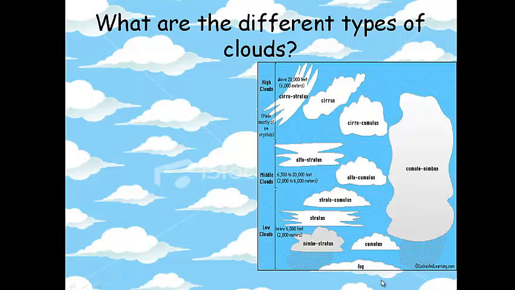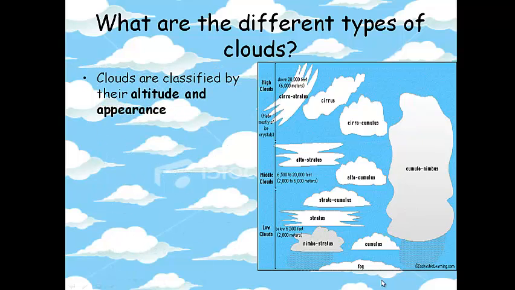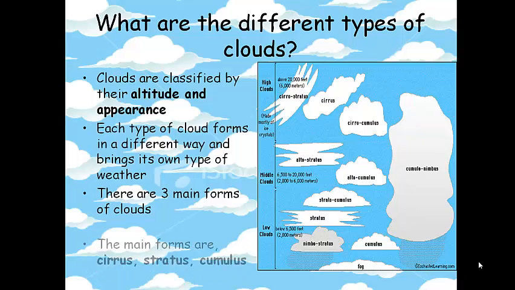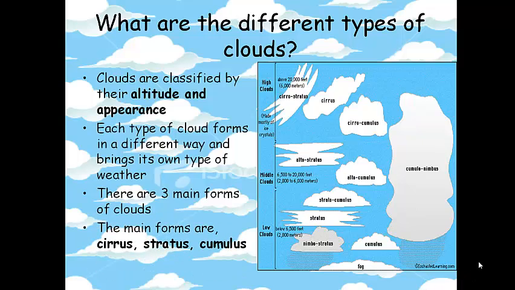What are the different types of clouds anyway? Clouds are classified by their altitude and appearance. Each type of cloud forms in a different way and brings its own type of weather. And there are 3 main types of clouds. They are the cirrus, stratus, and cumulus.